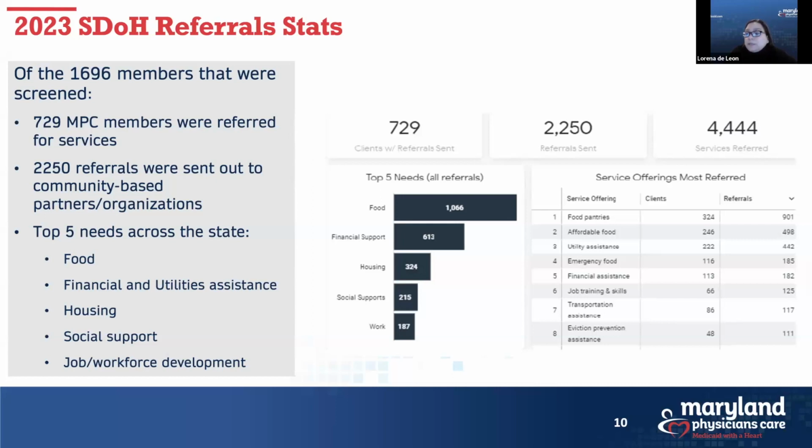Financial support is the next one. We're seeing a lot of eviction prevention needs, a lot of vital documents, a lot of utilities being shut off. So these are all very important things that give us some insight on the programs that we need to develop. And we could not do that without our community health workers. Next slide.